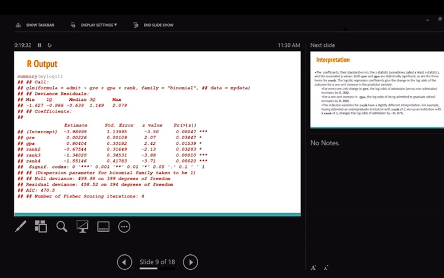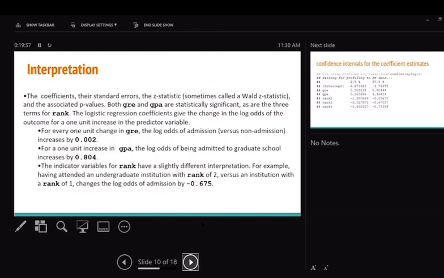Then another thing we can do here is, how do you write the fitted model from this? If you want to write a fitted model, I told you there are two forms of that, right? We have the one in logit form and we have the one in probability form. But you know what? Let's first go to interpretation.